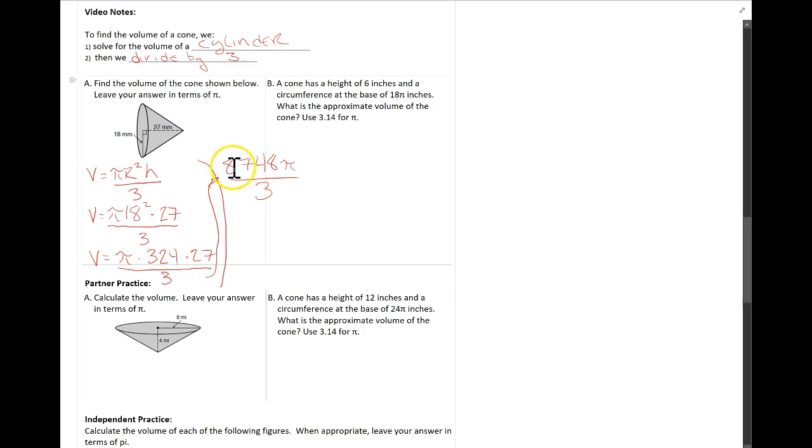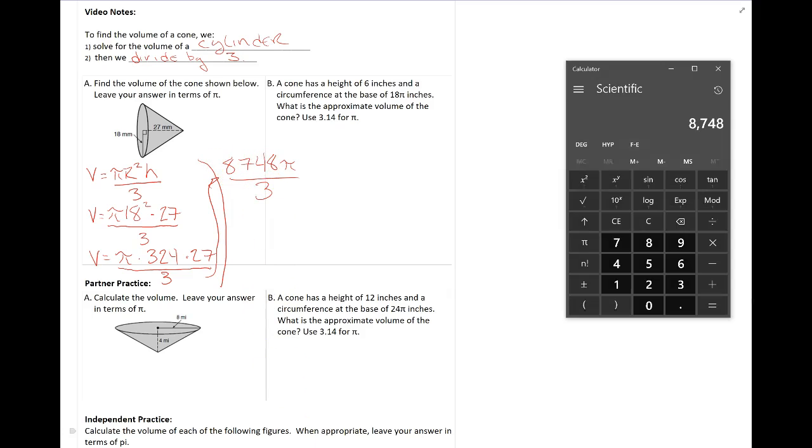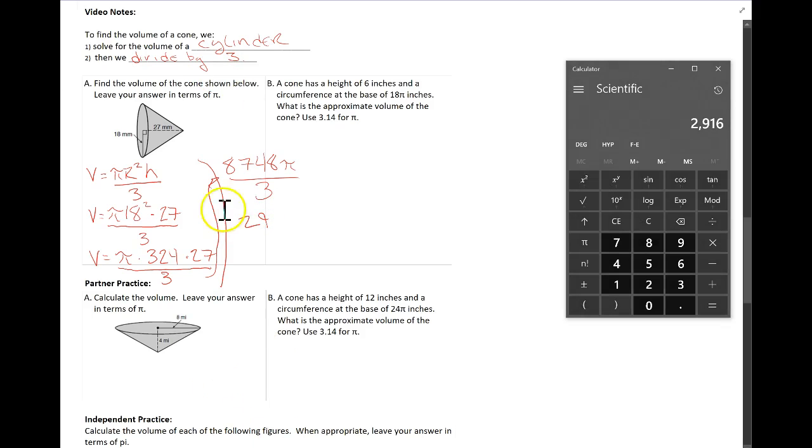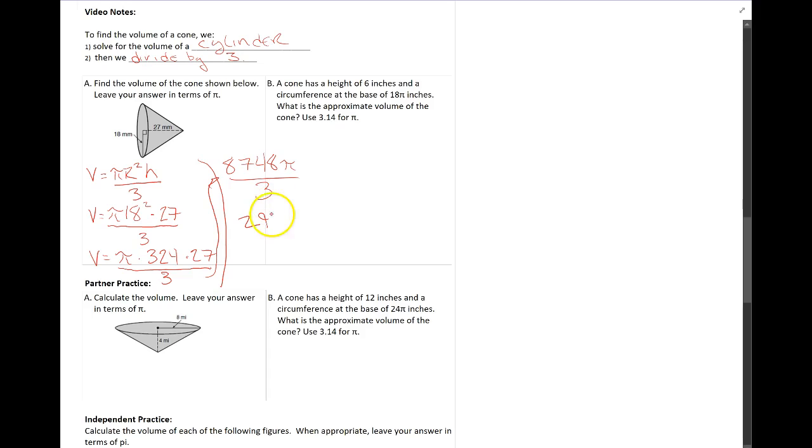So if this were a cylinder with these dimensions, it would be 8,748 pi. But because it's a cone, I see the second step up here says I need to divide by 3. So divided by 3, the volume of this cone is 2,916 pi.